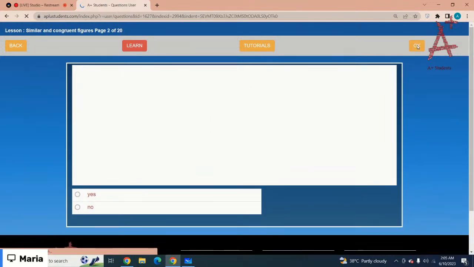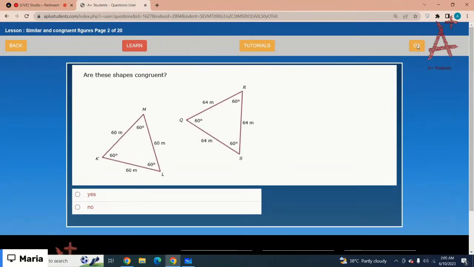Okay, let's just see the next one. Are these shapes congruent? So here are the shapes. You can rotate this shape. Q is congruent to M. They are 60-60. All the angles are 60-60, and if you form the proportion between their sides, the proportion of all the sides equals 60/64. Got it? That means yes, the shapes are congruent.